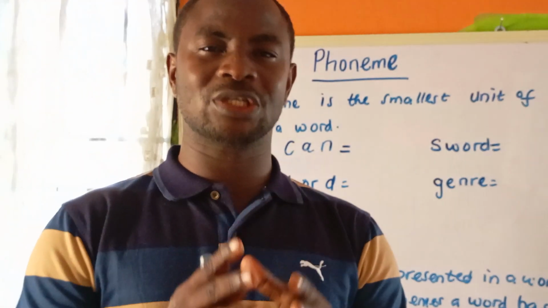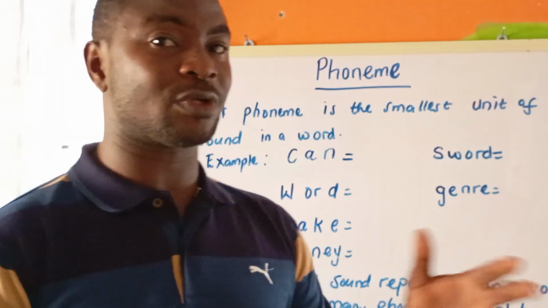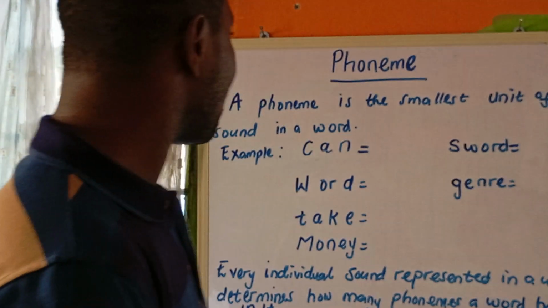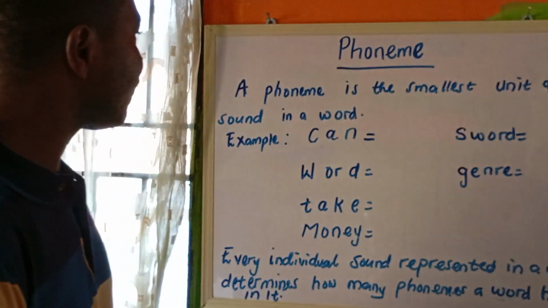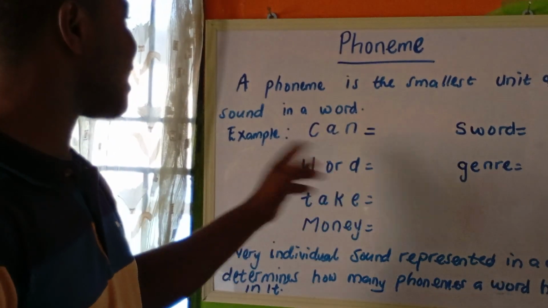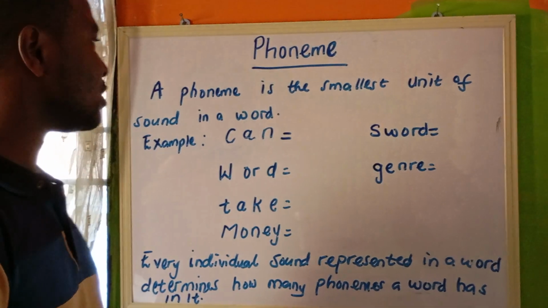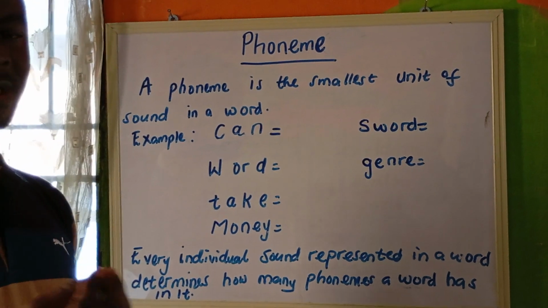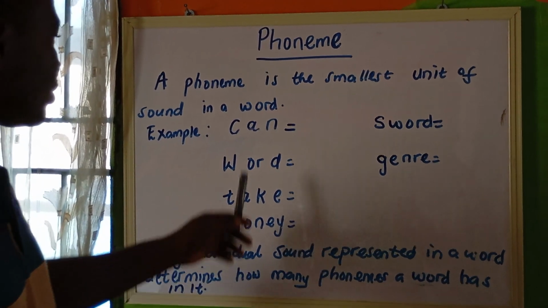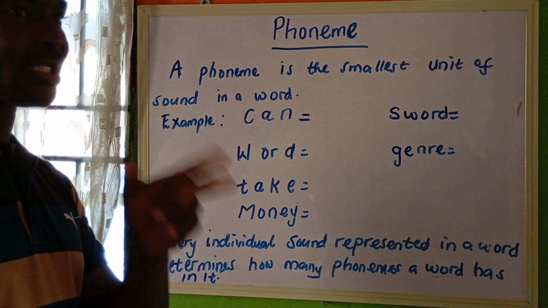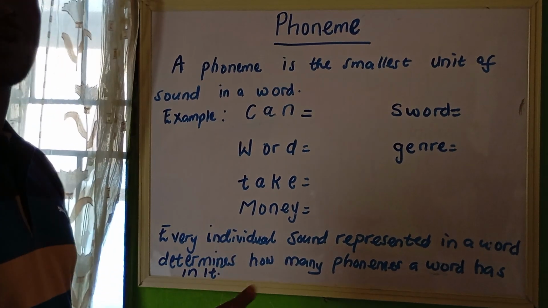So we're going to look into this starting from the definition of phonemes and examples of what phonemes are in a word. So what is phoneme? Phoneme is the smallest unit of sound in the word. The individual sound we have in the word is what we call phonemes. Say for example, in the word can. The word can has 3 letters and 3 individual phonemes.